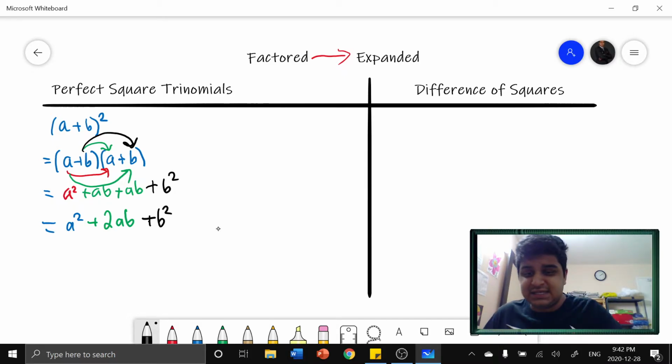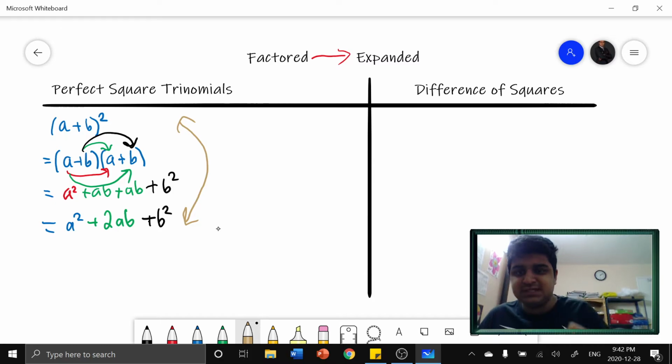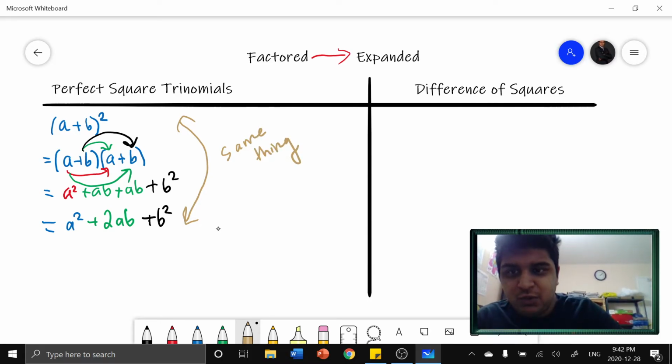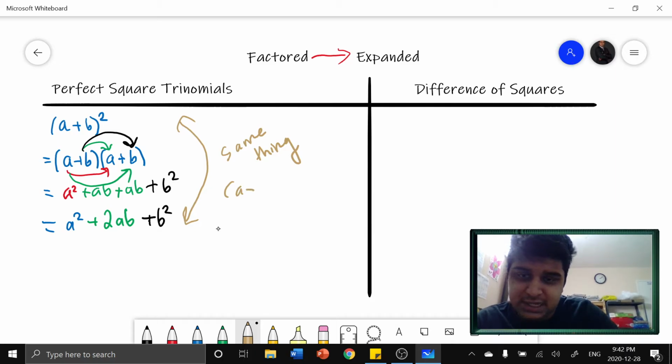You can memorize this as a formula because you're always going to need to know how to go this way, which is what we just did, but also how to go backwards. So you need to be able to alternate between the factored version and the expanded version. Now I'm not going to go through the exact same calculation, but we do the same thing. If we were to use (a - b) squared instead, we would end up with a squared minus 2ab plus b squared.